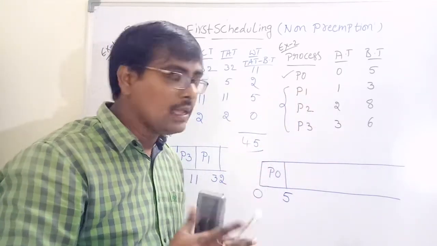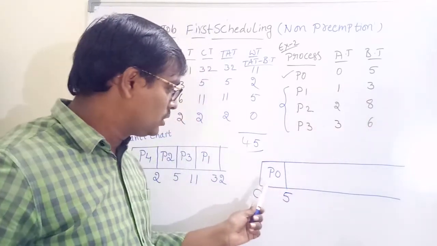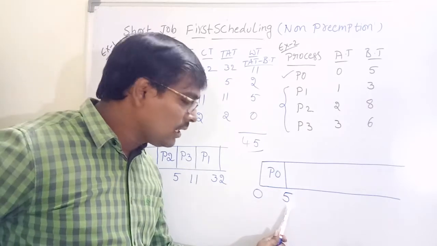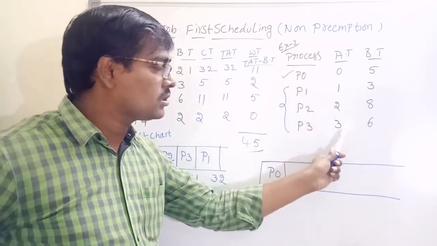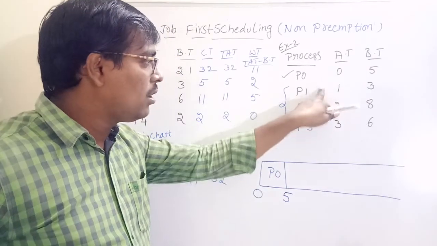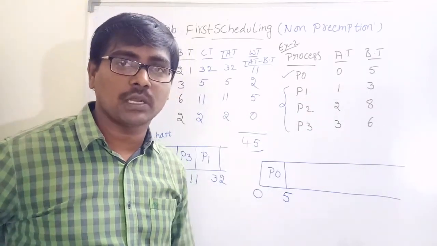You got my point? Initially you have only one, P0. Once we have completed this P0, the total time is 5 milliseconds. Within 5 milliseconds, all three processes are available right now. Now what is our aim? Among these three processes, I am selecting the process which has the least burst time.